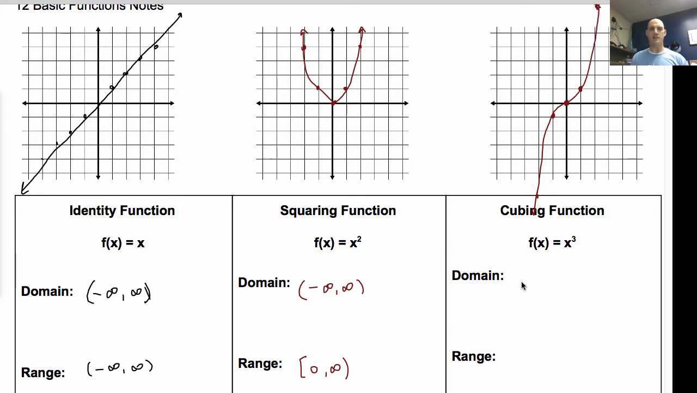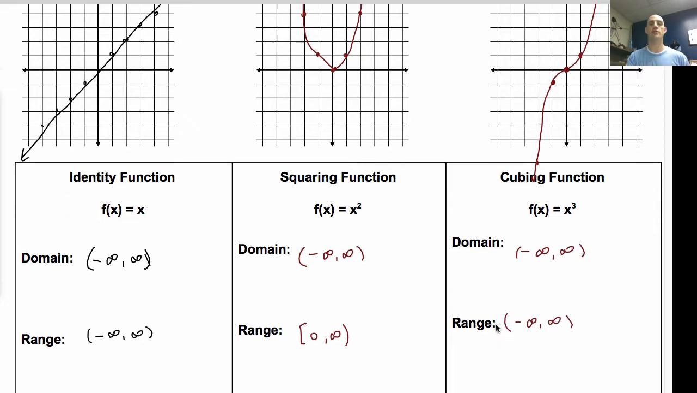So as far as domain is concerned, it goes from negative infinity to infinity, and then its range is also negative infinity to infinity, right? Because negatives aren't excluded in this case.